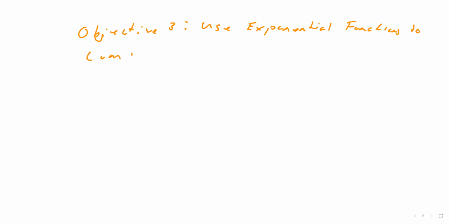All right, last objective. Objective 3. Yes, these are word problems. Use exponential functions to compute compound interest. We got any business majors? Welcome to business calculus.